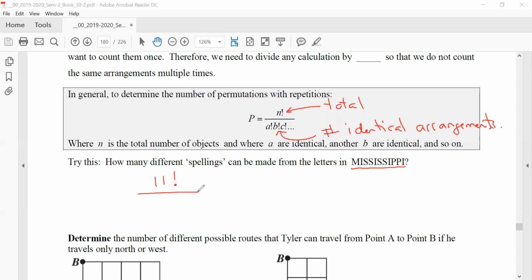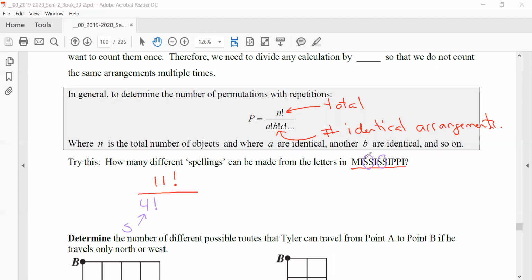But then I'm going to start looking at all my identical objects. Let's look at my S's. I see 4 S's. So I'm going to divide out 4 factorial. That's me arranging my identical letters S.